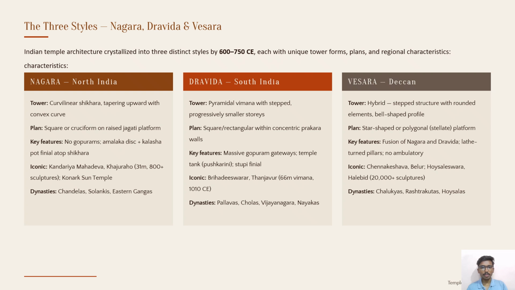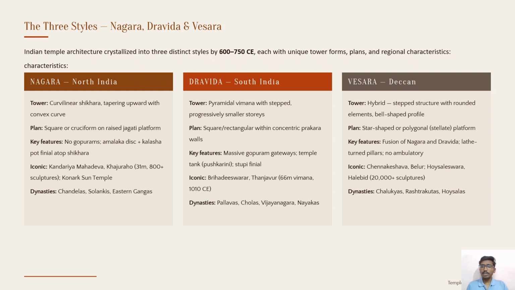Dravida, South India. Pyramidal Vimana with stepped, progressively smaller stories. Square or rectangular plan within concentric prakara walls. Massive Gopuram gateways, temple tank, and Stupi finial. Brihadeshwara at Tanjore, 66-meter Vimana, 1010 CE. Dynasties: Pallavas, Cholas, Vijayanagaras, Nayakas.